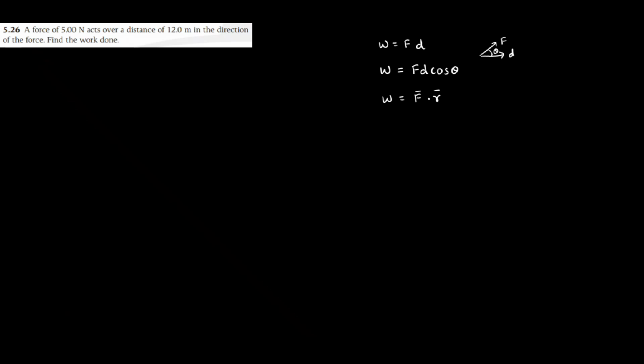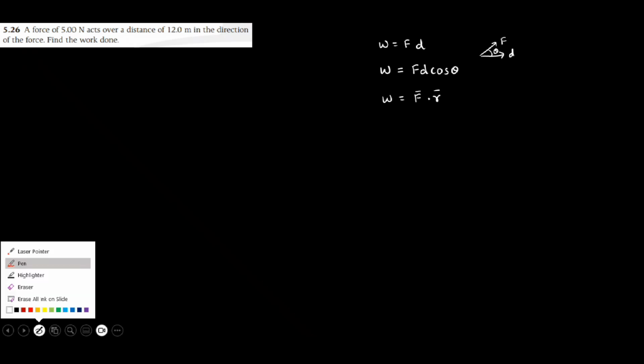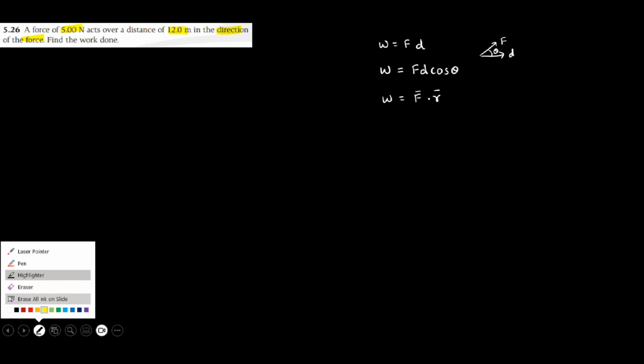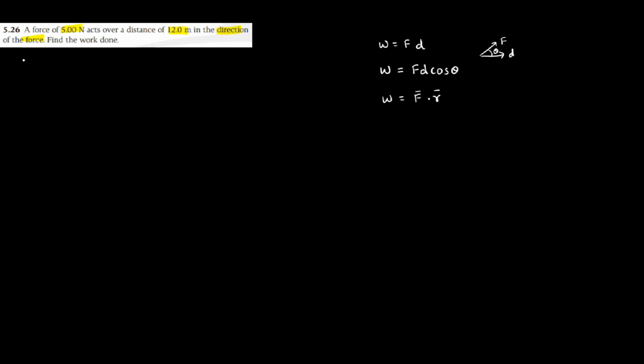Let's look at question 5.26. A force of 5 Newton acts over a distance of 12 meter in the direction of the force. Find the work done. So this question has given me the magnitude of force, which is 5 Newton, and the displacement, the distance it covers, 12 meter.